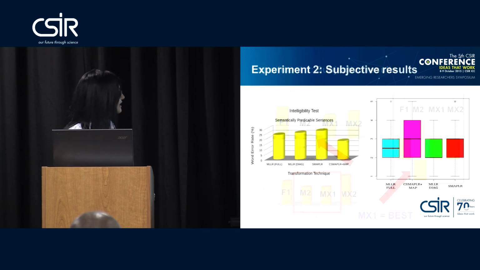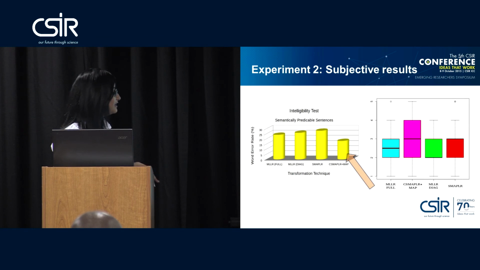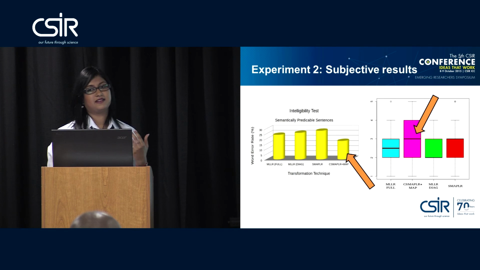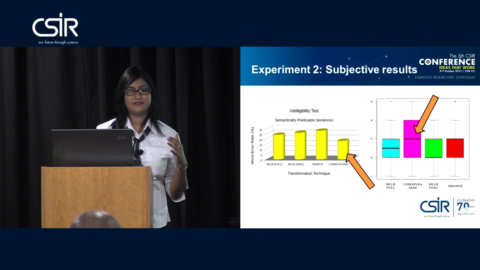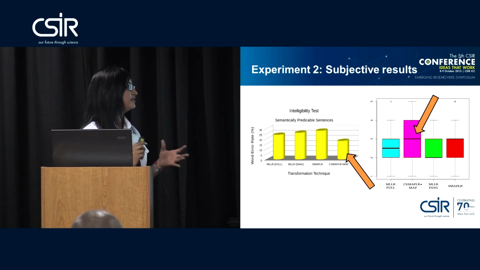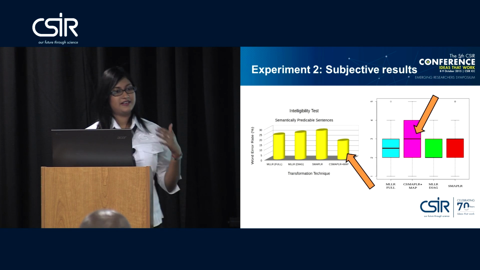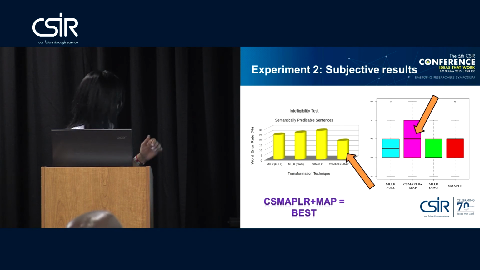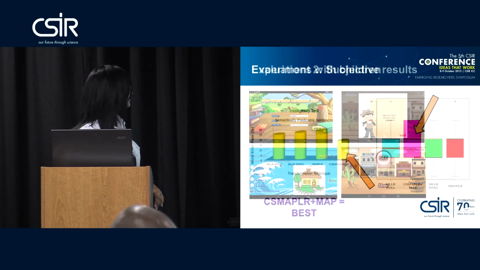The same procedure was then repeated for the second experiment, and from here, this specific technique, CSMAP-LR followed by MAP, had the lowest word error rate, and it had the best score in terms of naturalness. But as you can see, it's still given a score of slightly natural, with only a few points in the range of natural and completely natural. So from here, we concluded that that technique was the best technique in the study.